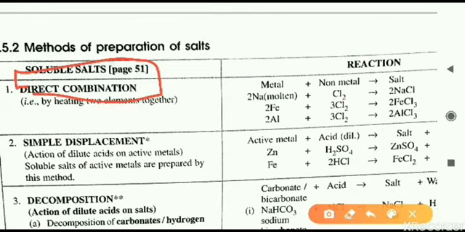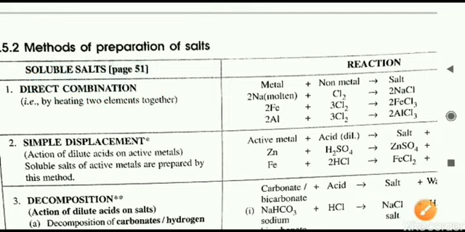In the exam they can give a particular salt and ask you the name of the method by which it is prepared. So you have to learn both ways. Which salt can be prepared by direct combination, you have to remember. Similarly they can give a salt and ask the method used to prepare it. So both ways you have to remember.